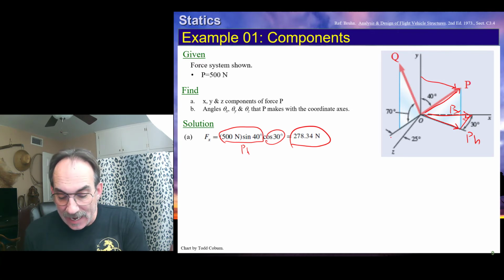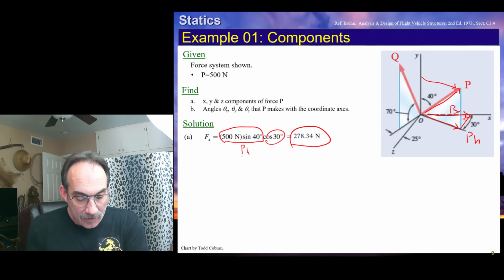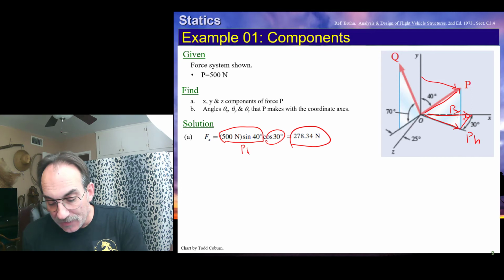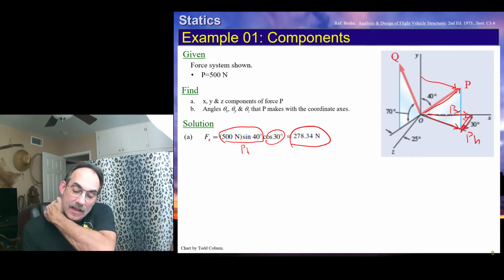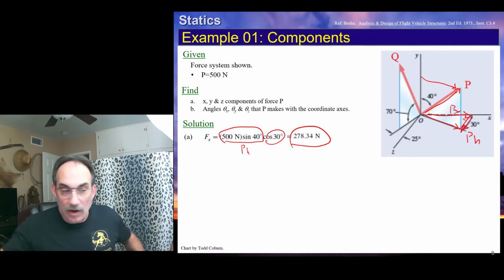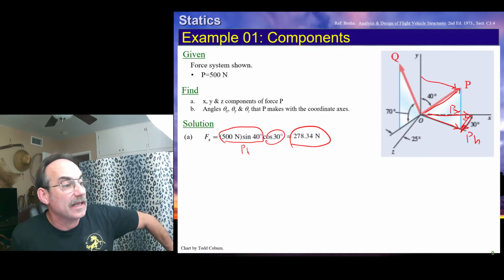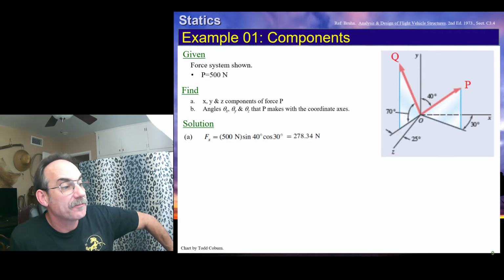And then we can take that same projection times the sine of this 30 degrees, and that will give us our other, as we're going to see momentarily here. Let me clean this slide up and we'll look at that.